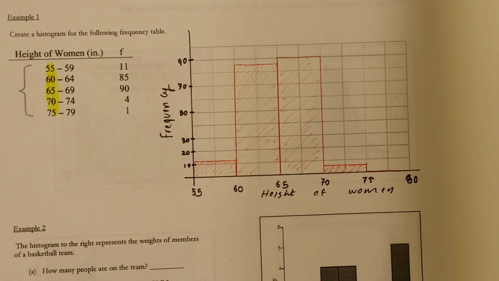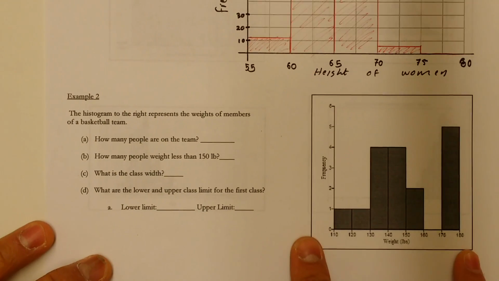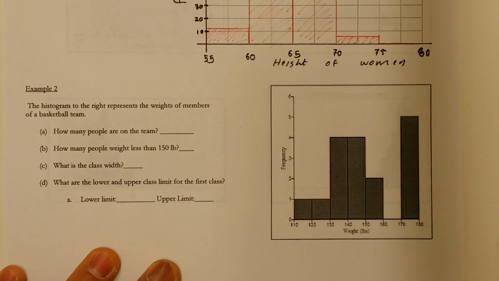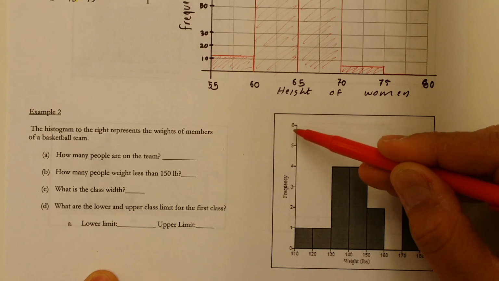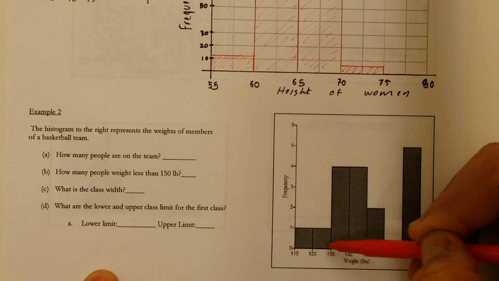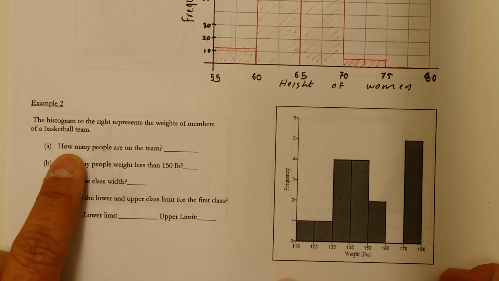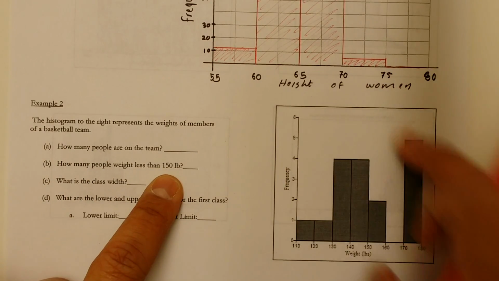Another thing that I would like you to be able to do is to look at a histogram and extract data or information from it. For example, by looking at this histogram right here, the x-axis represents the weight, and the vertical axis is the frequency, the number of individuals that fall into that weight category, of a basketball team. So the first question here is, how many people are on the team? This is the data for that team.